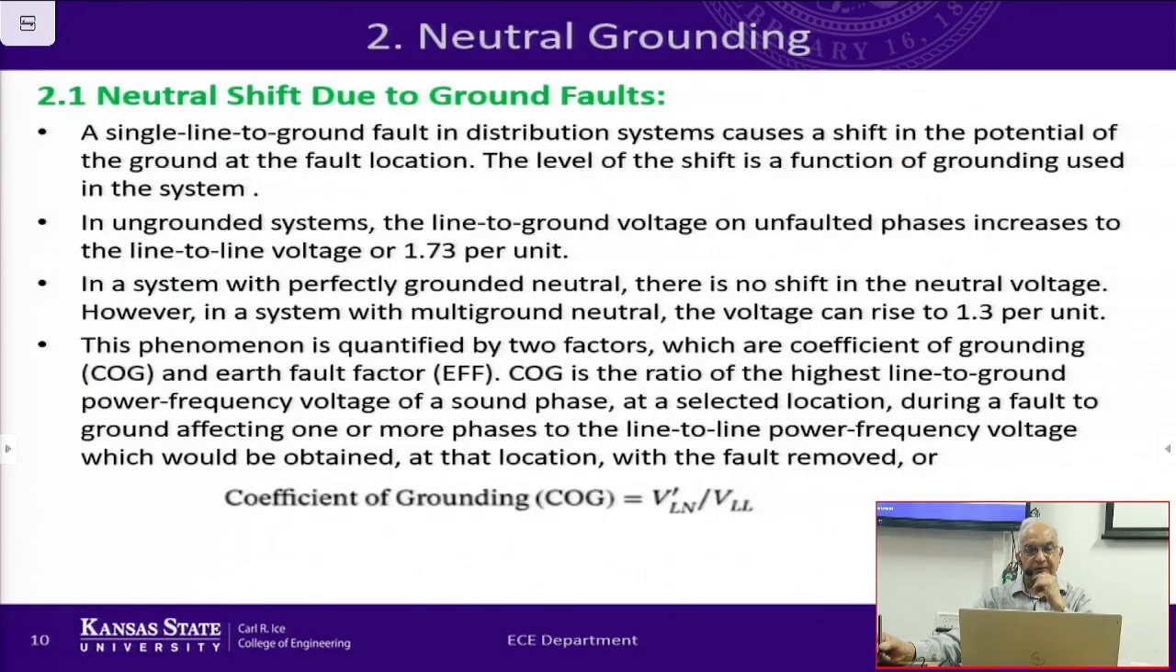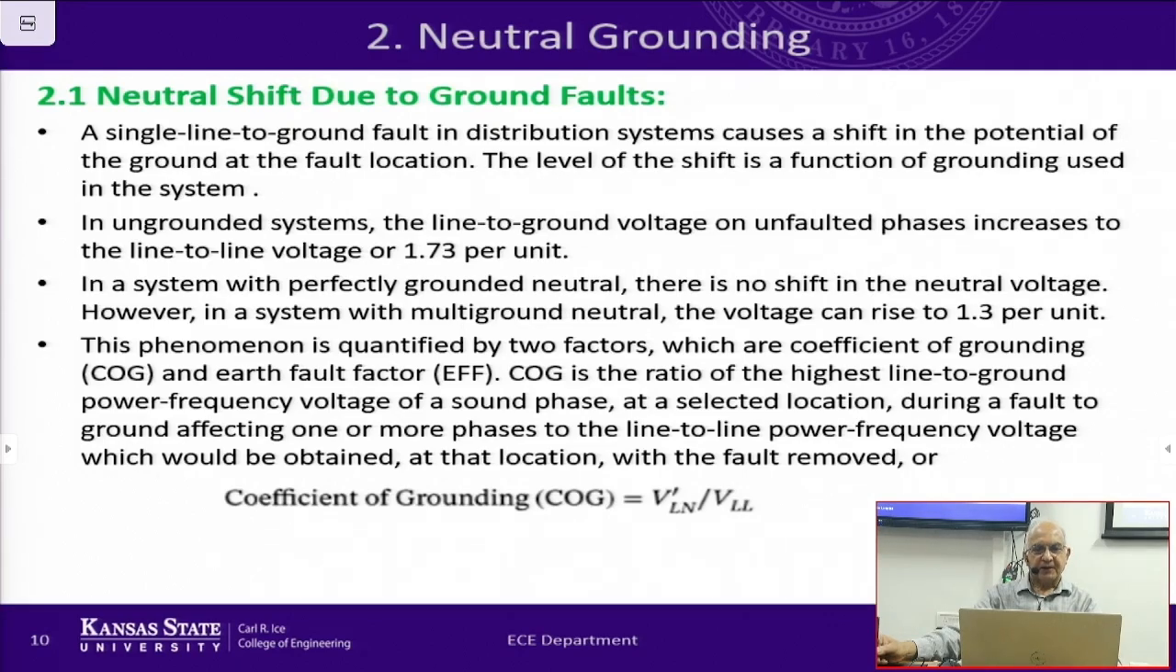Now, also, the neutral shifts during a ground fault, because the neutral is connected to the ground. So when a fault takes place, a single line to ground fault, the other two phases will have a shift in their voltage. So in ungrounded systems, the line to ground voltage on unfaulted phases increases to the line to line voltage, which is 1.73 per unit.